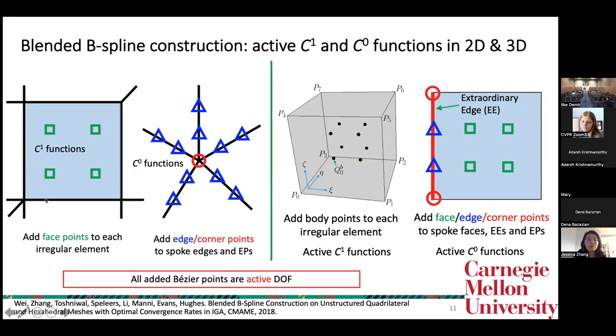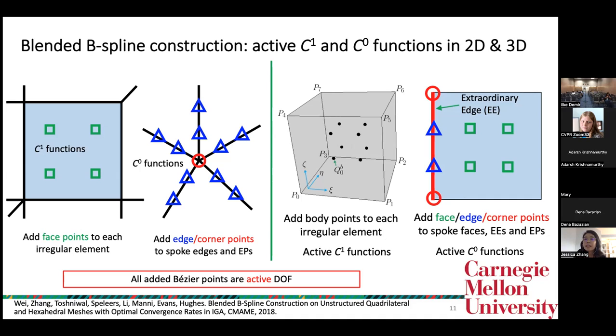And then what we did is, in 2D, we add C1 basis functions at the face points. And also we add C0 functions at the extraordinary node and also the edge points, those blue triangles on the spoke edges. And in 3D, similarly, we add C1 continuous functions on the body points. And then on the spoke faces, edges, and the extraordinary nodes, we add C0 functions.